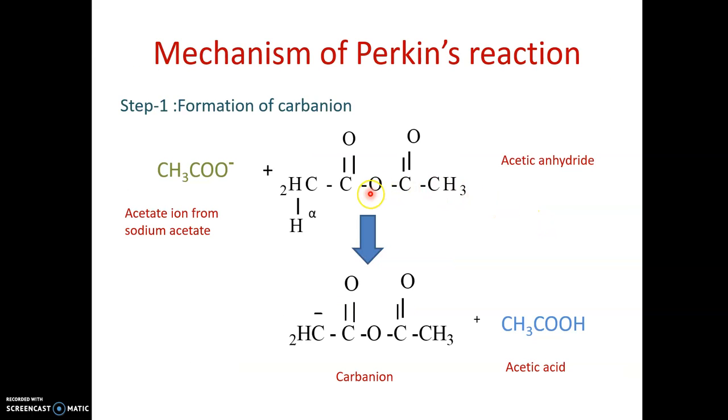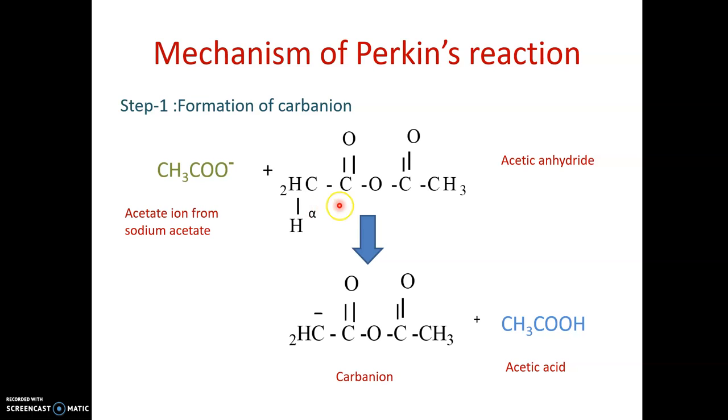So coming to the mechanism, the acetate ion which is obtained from the sodium acetate is going to remove the proton, which is an alpha hydrogen. So we can write the acetic anhydride CH3-C double bond O, O, C double bond O, CH3.